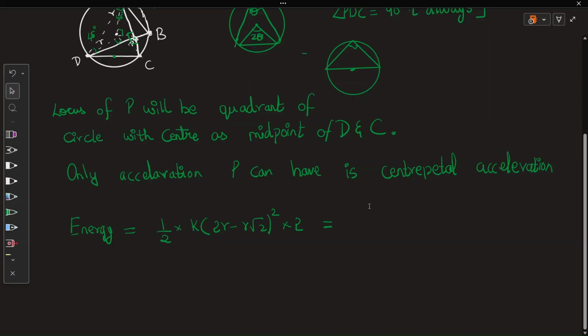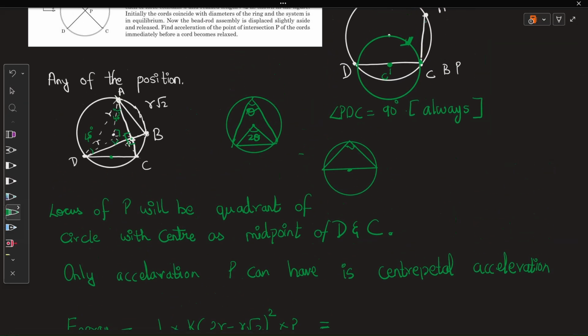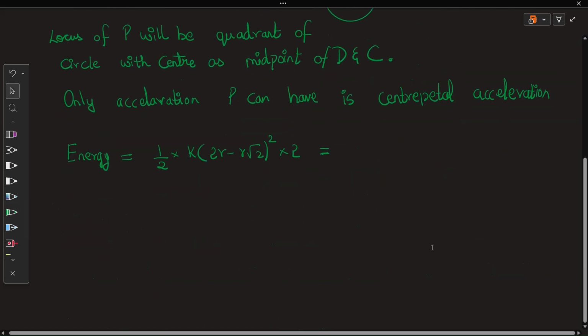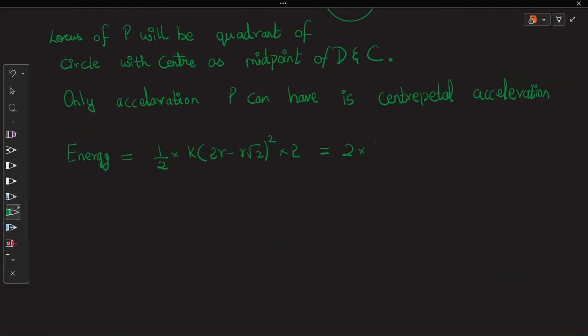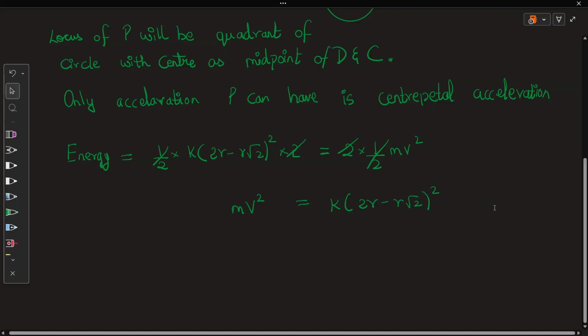But the beads A and B have some velocity, that is tangential velocity. It's tangential along this direction, correct? So it's tangential here. If you want to term this direction, this is V. This is twice of half mv square. So let's cancel this term. So what I get is, let me write, mv square is nothing but k into (2r minus r root 2) the whole square.